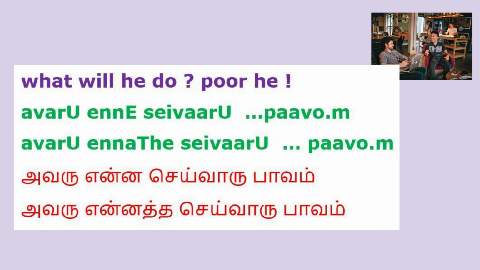He will do what? He will do that. So he will do what? But however, என்ன doesn't change to anything. What will he do? அவர் என்ன செய்வார்? There's another way of saying that, very colloquially, that is, அவர் என்னத்தை செய்வார்? பாவம்.